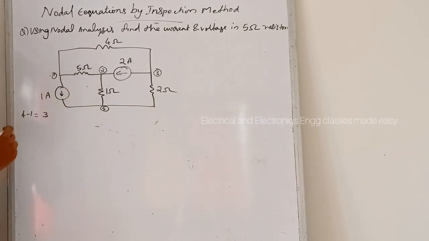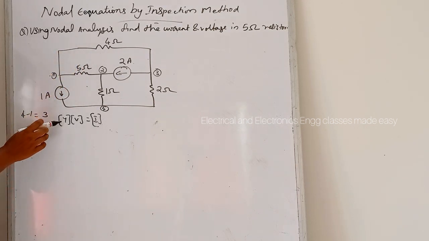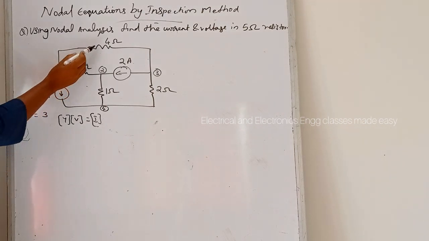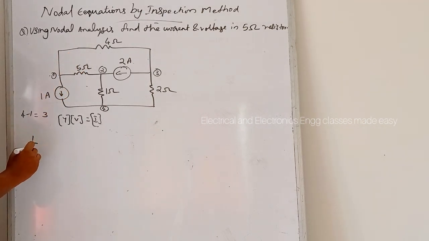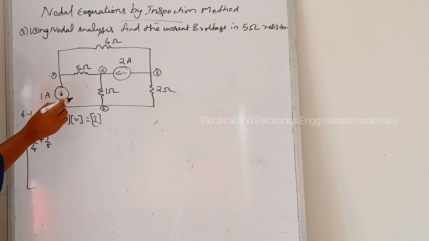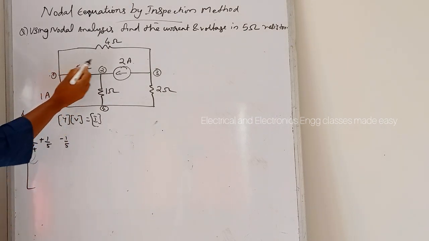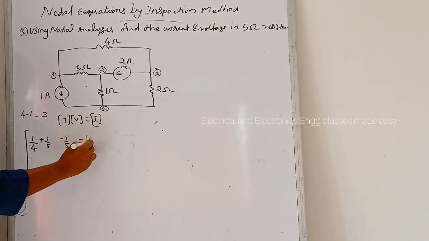So first of all, we can write the matrix form. So in matrix form, Y into V is equal to I. Y means, so the first element is the self conductance at node 1. That is here 5 ohm and 4 ohm are connected. That is 1 by 4 plus 1 by 5. Then second element is Y12. Y12 is 1 by 5, that is negative. Then Y13, 1 to 3, that is minus 1 by 4.